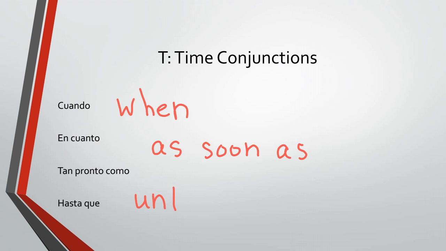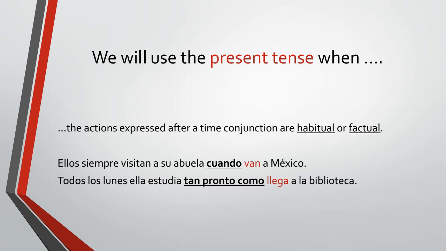All right. So these are the time conjunctions that we're going to be studying. And when you see these time conjunctions in a sentence, that will signal to you that the subjunctive might get used after them, depending on what comes before these time conjunctions. Let's look at the present tense first. So we will always use the present tense when the actions expressed after a time conjunction are habitual or factual.